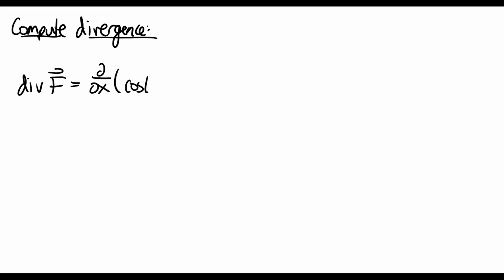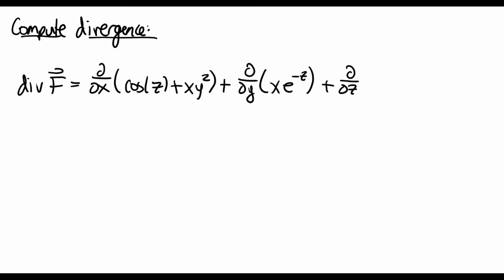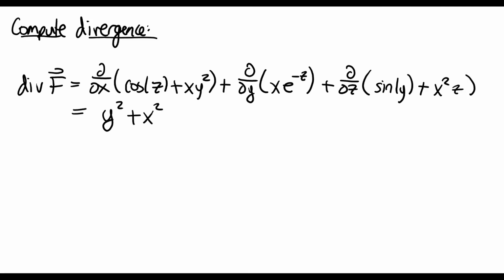If we want to use the divergence theorem, we'll need the divergence of F. This is computed as the partial derivative of each component with respect to the variable in that component added up. So we get the partial derivative of cosine of z plus x times y squared with respect to x, the partial derivative of x times e to the minus z with respect to y, plus the partial derivative of sine of y plus x squared times z with respect to z, which comes out to y squared plus x squared. This is great because my integrand is way simpler.